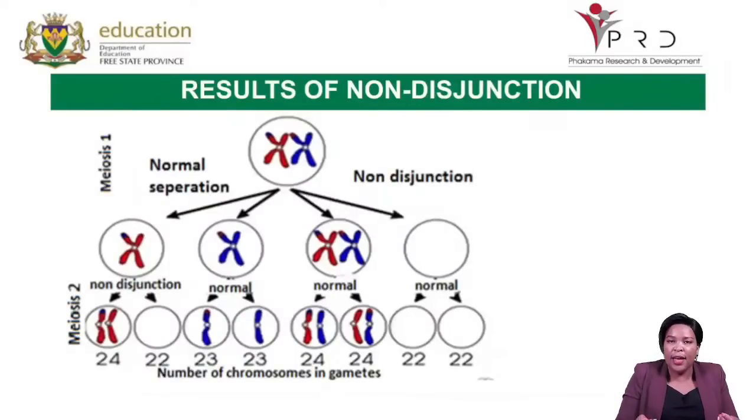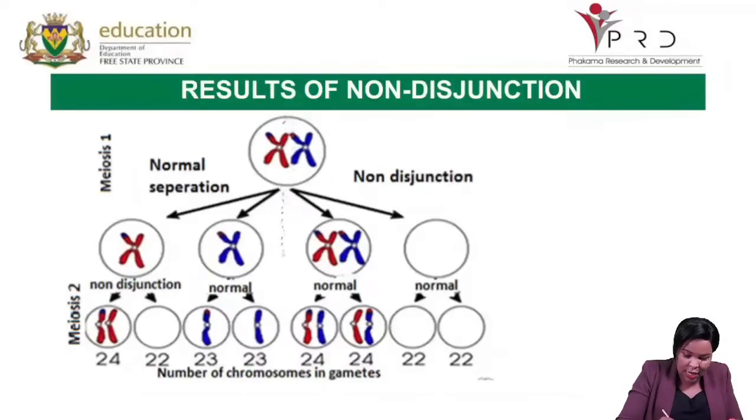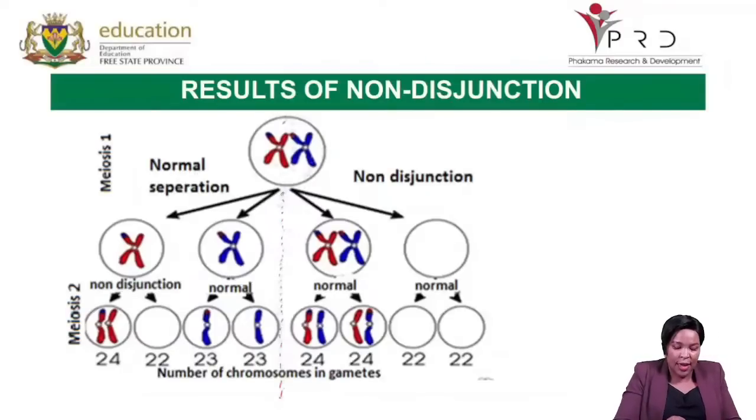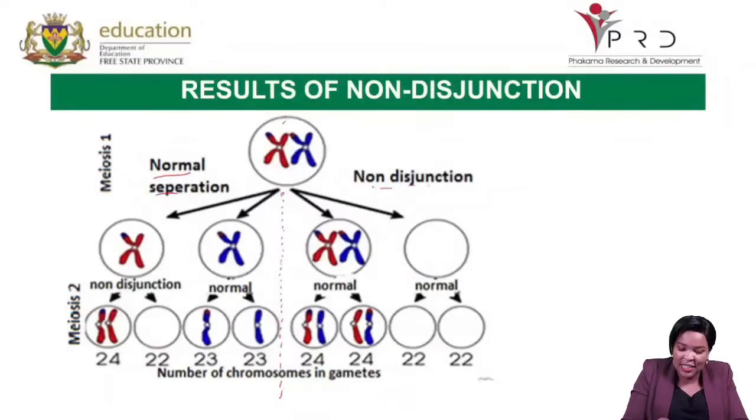So this is just a diagram to explain with the pictures that I was drawing there, but this is a clear one that shows you how non-disjunction can occur. So if I draw a line here, you see that dotted line that I'm drawing? I want you to see between the 2 sides. On my left-hand side, you see the normal separation, and on the right-hand side, you see non-disjunction.